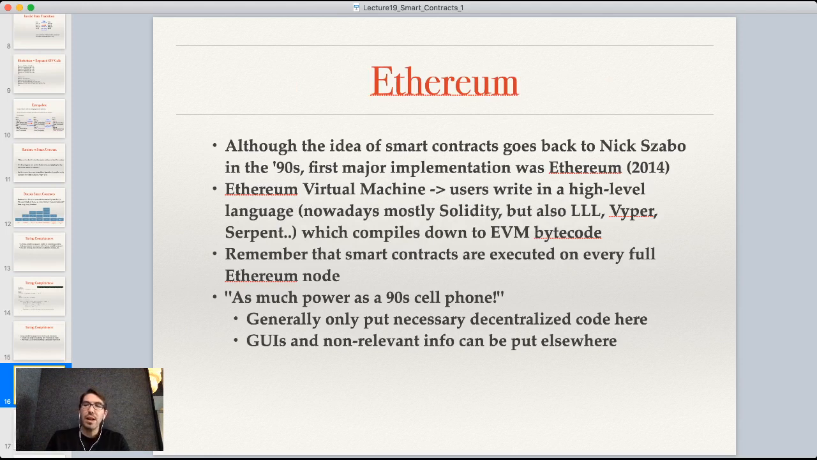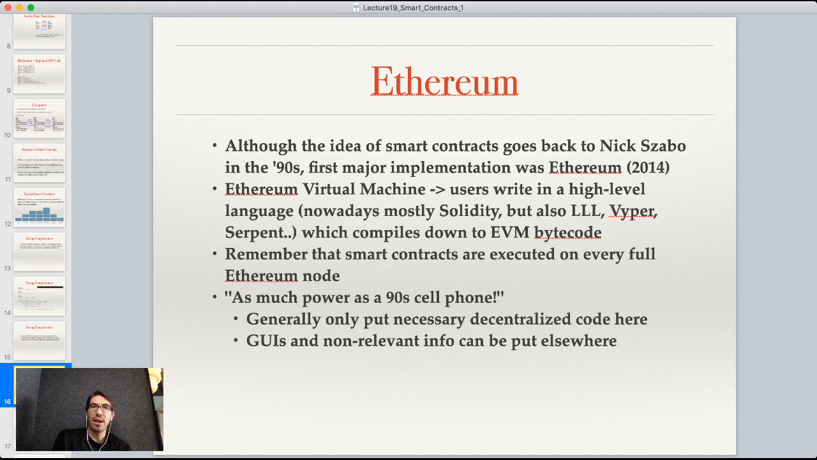So let's talk about an implementation of smart contracts using a Turing complete language. Although the idea of smart contracts actually goes quite a while back into the 90s, Nick Szabo, the first really major implementation was Ethereum, which really started to come out in 2014.